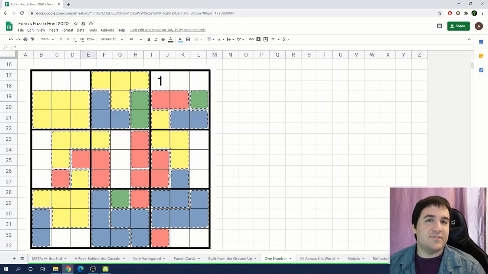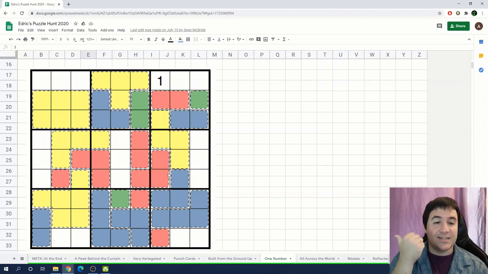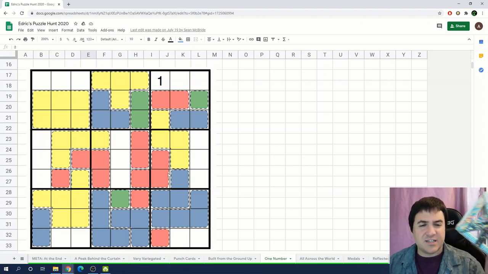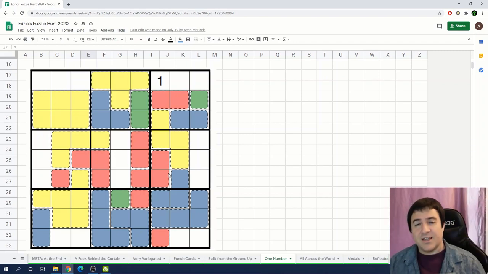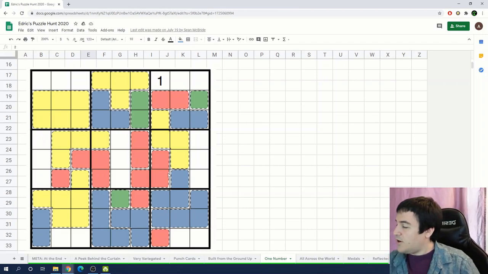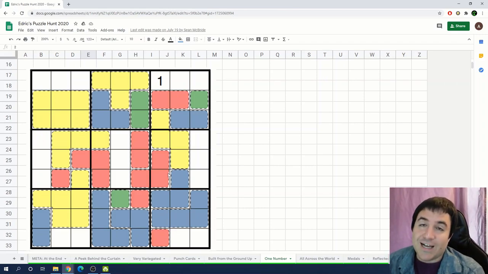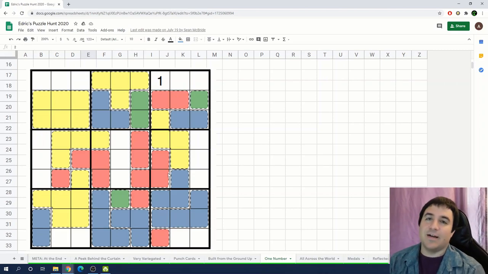I'll leave you with a couple of teasers for other puzzles from the Edric 2020 puzzle hunt that I didn't get to cover in this video. One of them is this grid over to the side of the screen here, and the other is this strange little artifact. If you want to figure out what those are in reference to, you should definitely check out the Edric 2020 puzzle hunt. It was a lot of fun, and my team and I really enjoyed it.